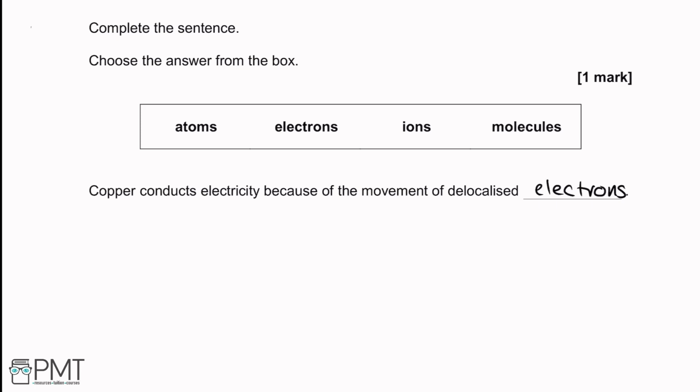It couldn't be atoms, because an electric current is a flow of charge and atoms aren't charged. Ions, well, yes, ions are charged, but the ions in a metal are stationary, and molecules, again, not charged.